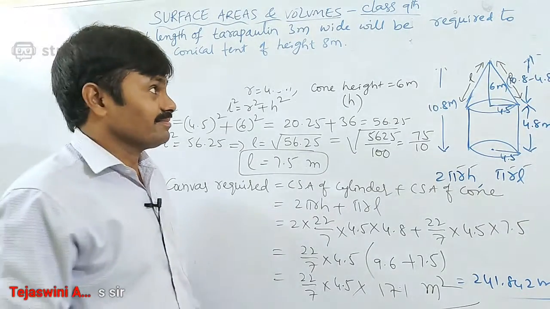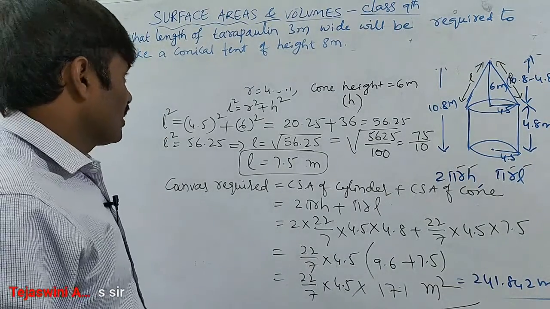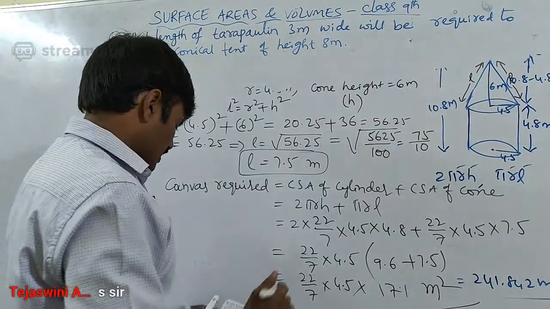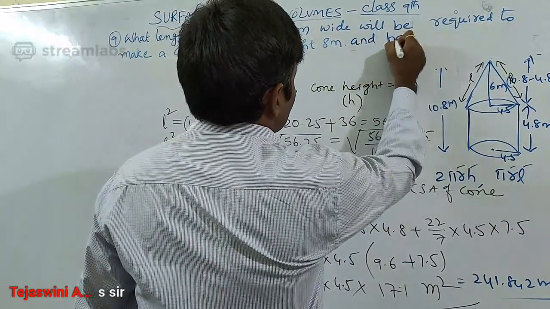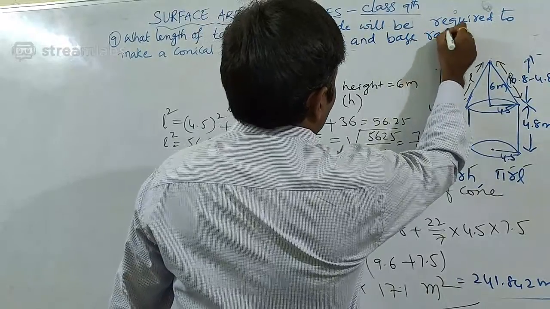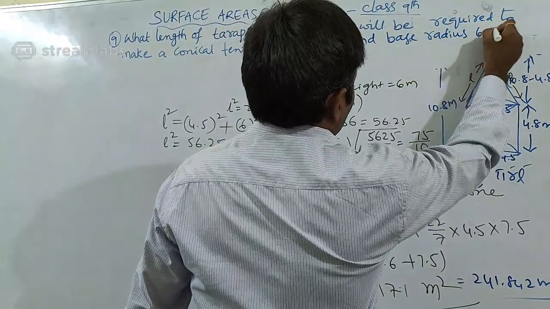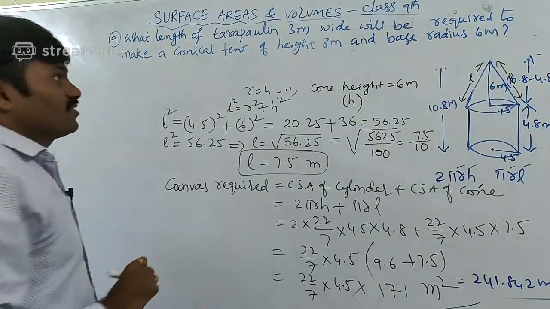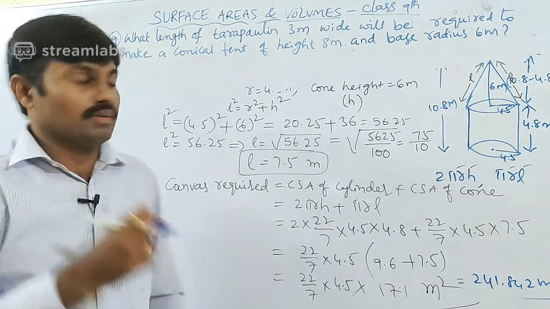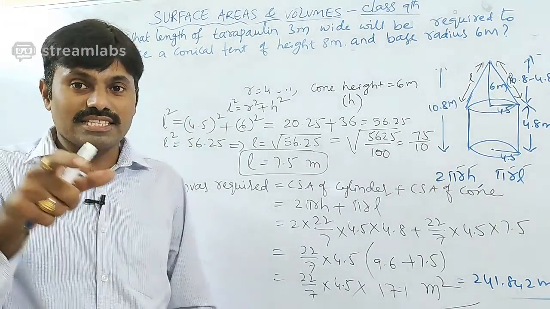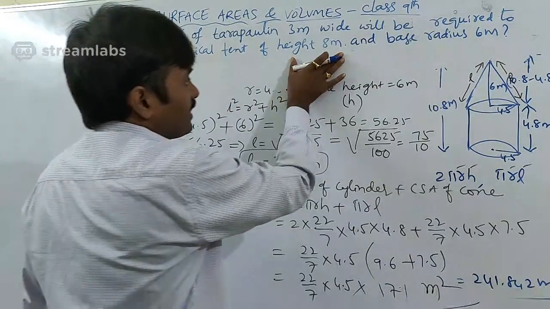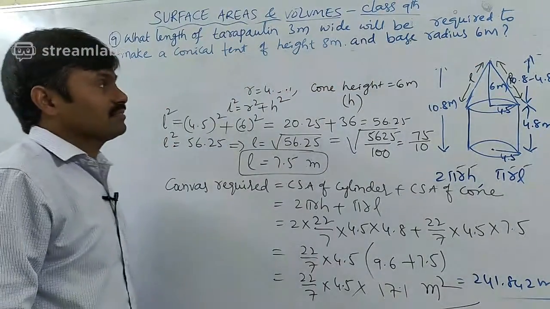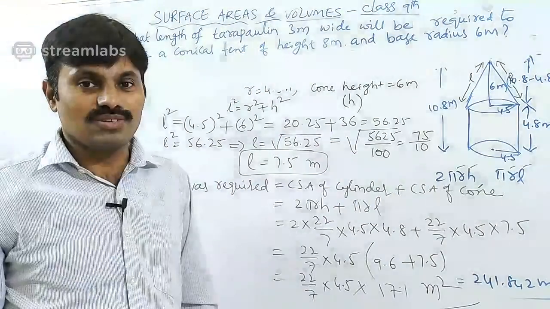Okay, thank you. Now we make a conical tent of height 8 meters and base radius 6 meters. So what length of tarpaulin is required? Where 3 meters width of the tarpaulin is given, but they ask us to find the length that will be required to make a conical tent of height 8 meters and base radius 6 meters. Okay.